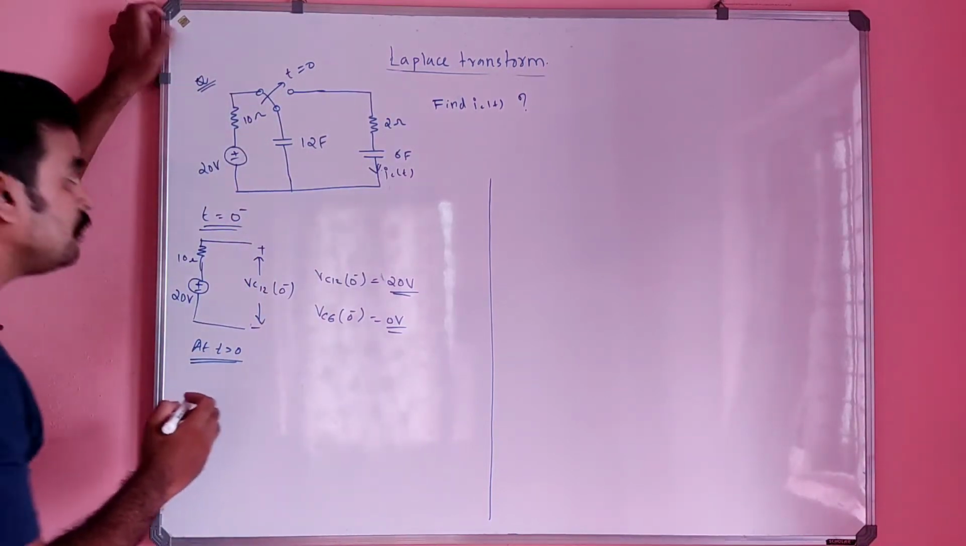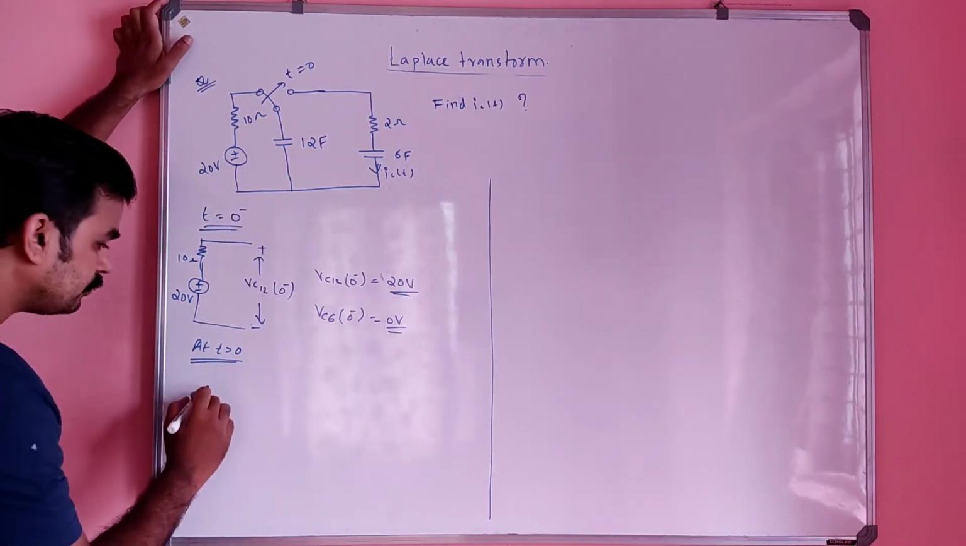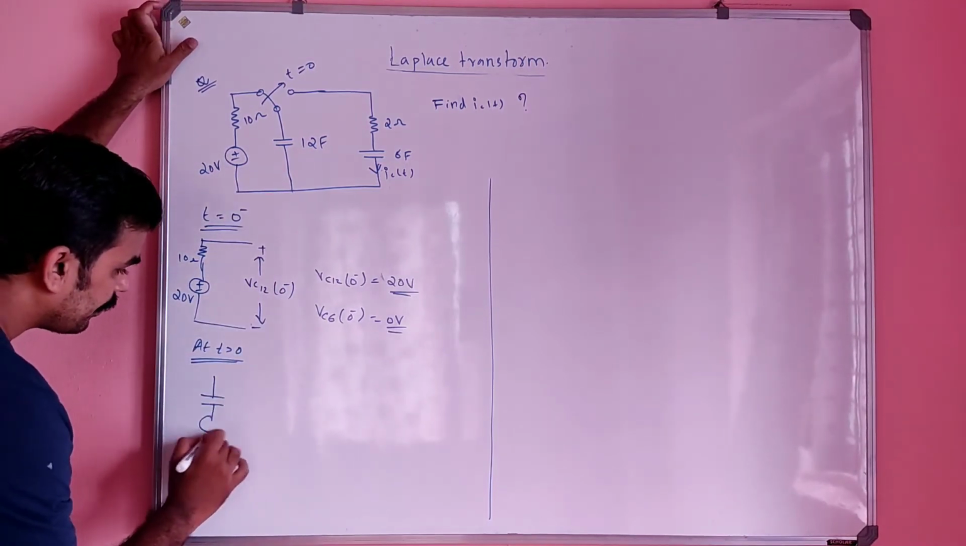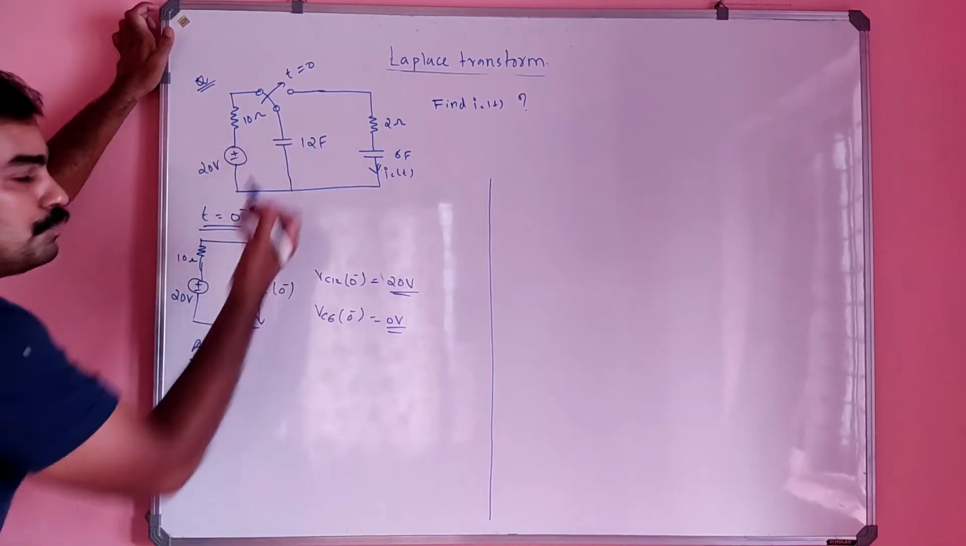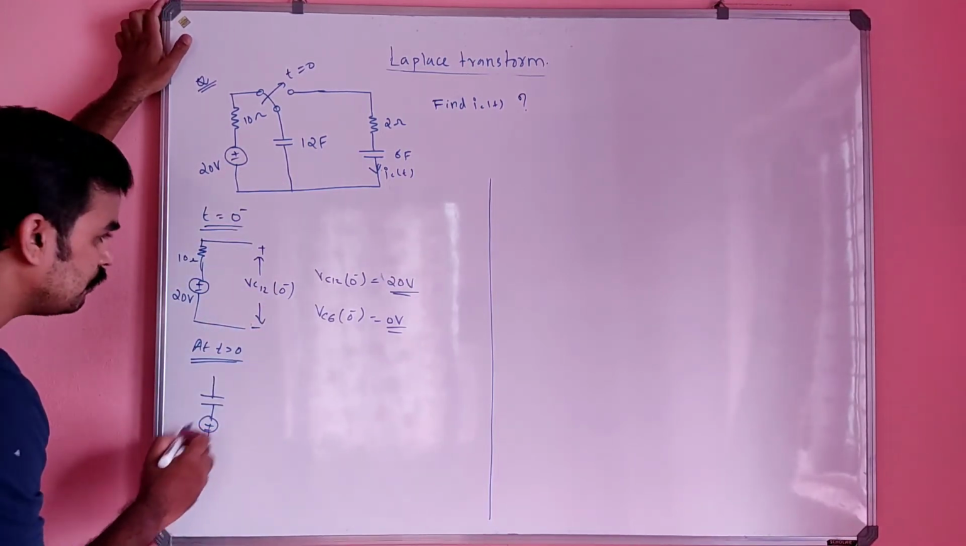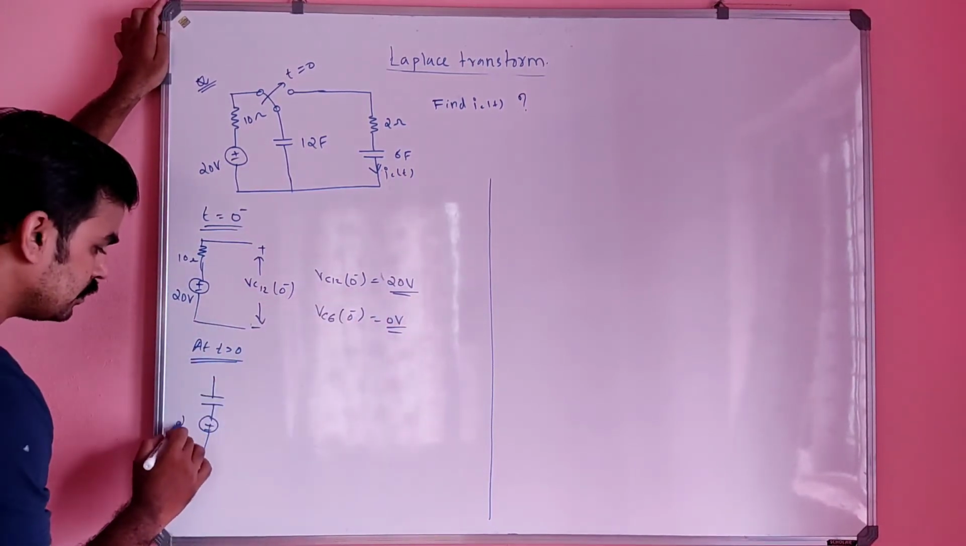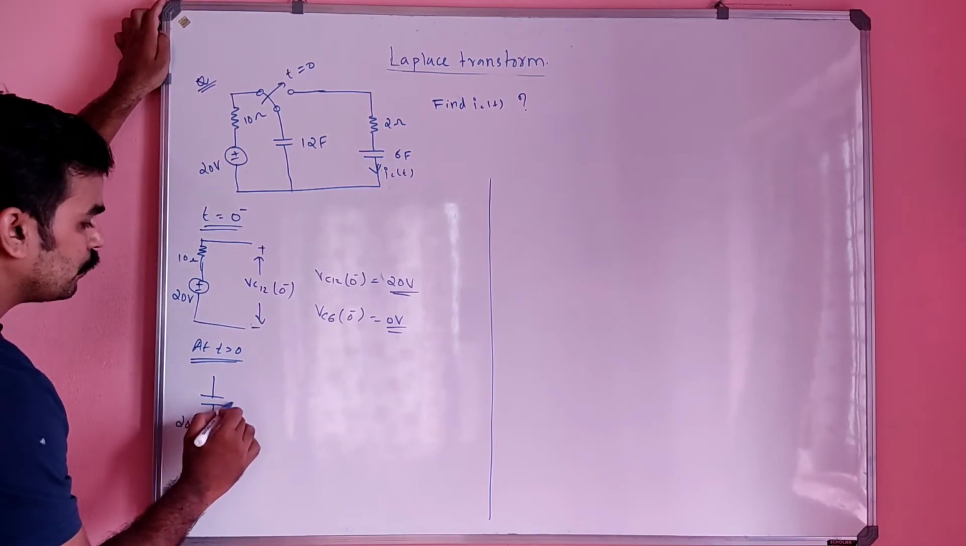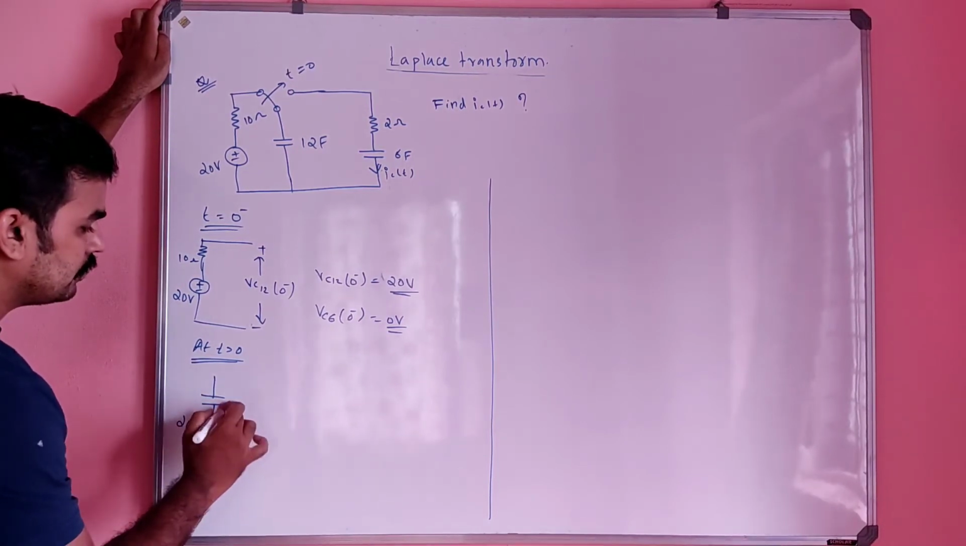So our diagram will become, listen very carefully, it having a certain initial voltage. What is the initial voltage? We set 20 volt now, across the 12 farad capacitor, right?